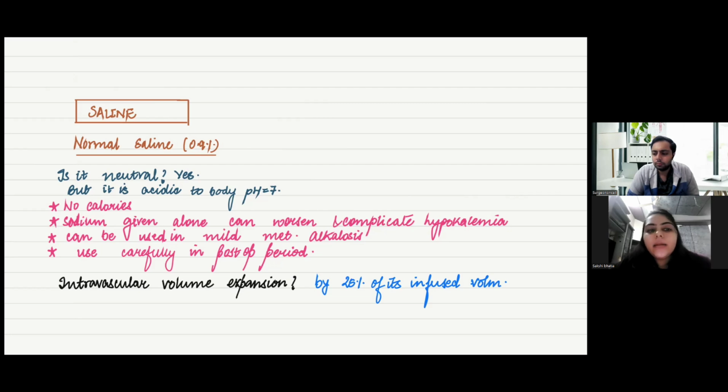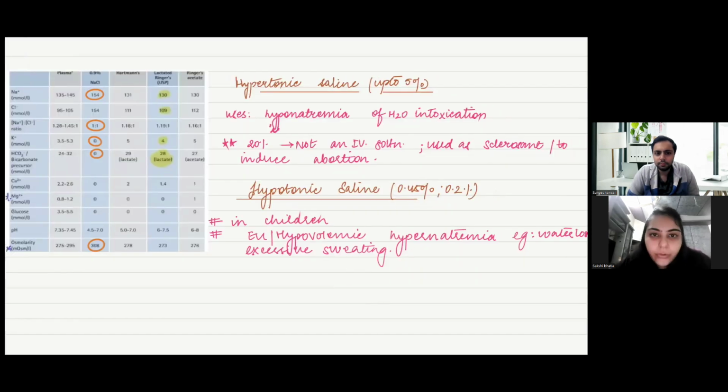And it should be used carefully in the post-operative period in the patient. So the question is, is saline an intravascular volume expander or not? Yes, it causes intravascular volume expansion by 25% of its infused volume.